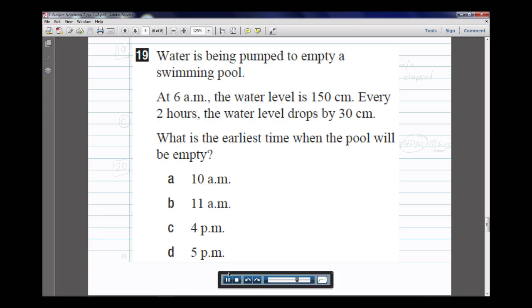Let's take a look at multiple choice number 19. It reads, water is being pumped to empty a swimming pool. At 6 a.m. the water level is 150 centimeters. Every 2 hours the water level drops by 30 centimeters. What is the earliest time when the pool will be empty?